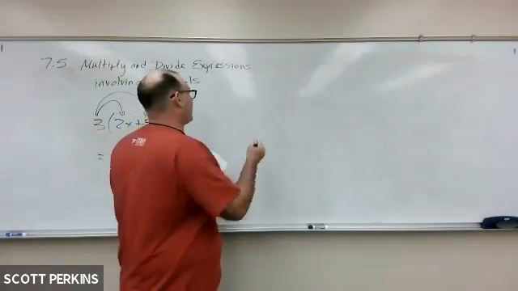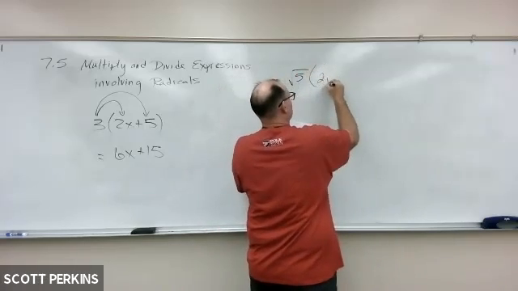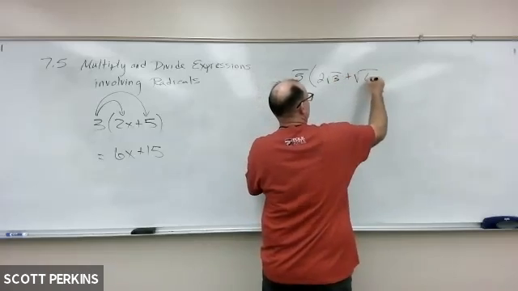So now we're going to do the same thing just with something involving a radical. So for instance, here's the problem. Let's say that I have the square root of 5 times 2 times the square root of 3 plus the square root of 6.